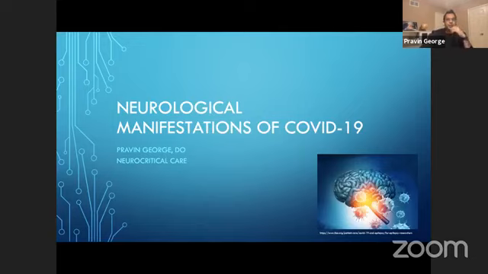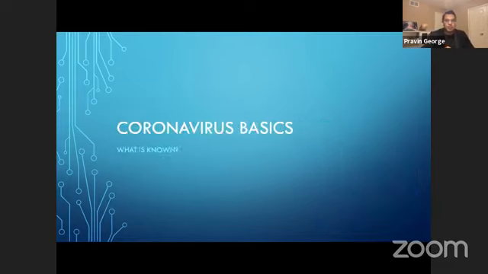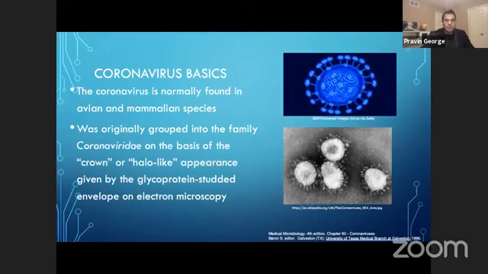So I'm going to go over the neurological manifestations of COVID-19. And I'll start off with a series here of just coronavirus basics and what's known. I know a lot of people on this will probably know a lot more about coronavirus since the February and March pandemic began here. But basically, the coronavirus is normally found in the avian and mammalian species.